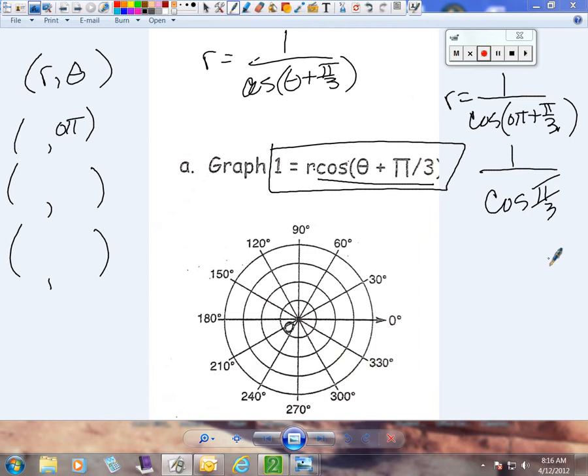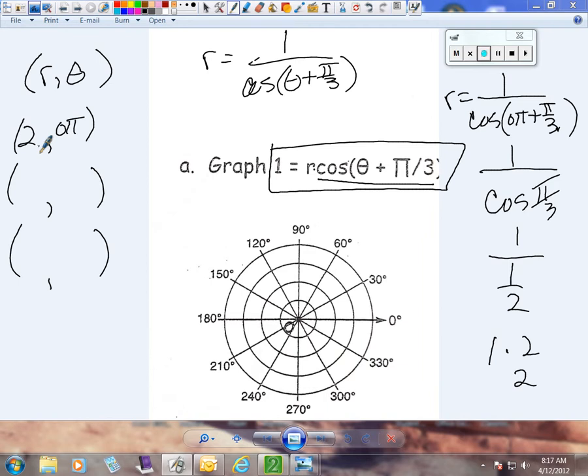Are you with me? Now what's that value? That's cosine of 60. What is that? 1/2. So now I have 1, and this is where people forget. It's on the bottom, so I have 1 over 1/2. What does that equal? 2. Remember, you multiply by the reciprocal when you divide by a fraction. So this is 1 divided by 1/2, which is the same as 1 times 2, which is 2. So we found the r for this is 2. By putting 0 pi in, we found our r.